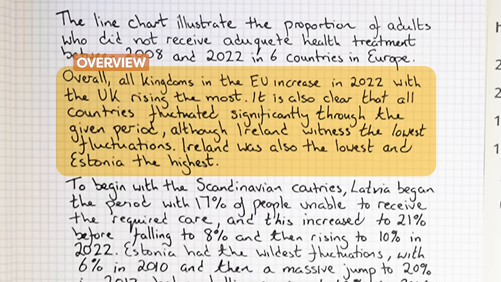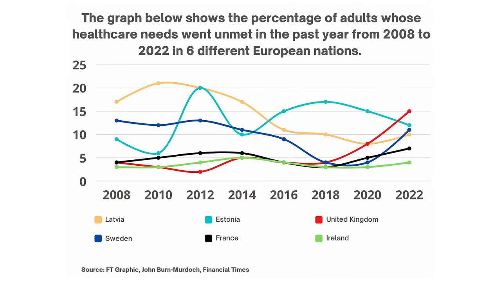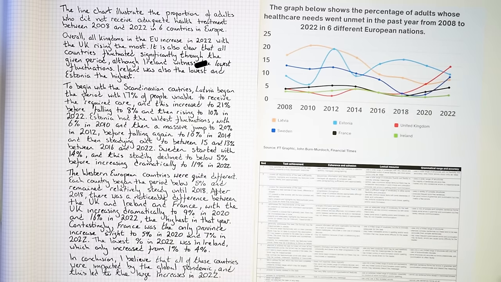So even though you are mentioning the key features, you are talking about kingdoms, which is inaccurate, and the EU, and it says nothing about the EU here in the data. The second thing they say here is in 2022, with the UK rising the most. Now, did all countries increase in 2022? No, again, this is wrong. If we look at Estonia, we can see that Estonia decreased in 2022. And this often comes from students just getting lost in the data. They're under pressure. I understand that this is a stressful situation, but you need, especially in your overview, to think about what you're writing. Is what you are writing actually true? And the easy way to check that is, look at what you wrote and then look at the data.